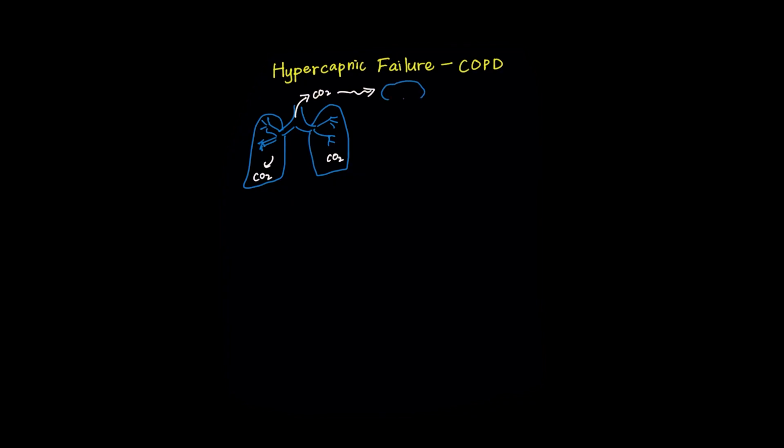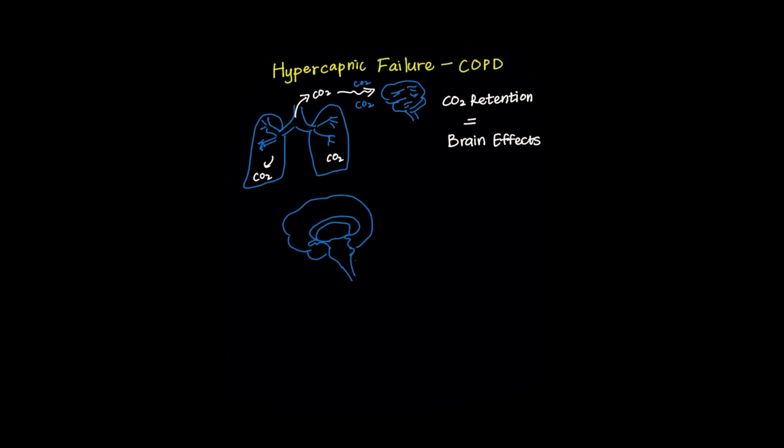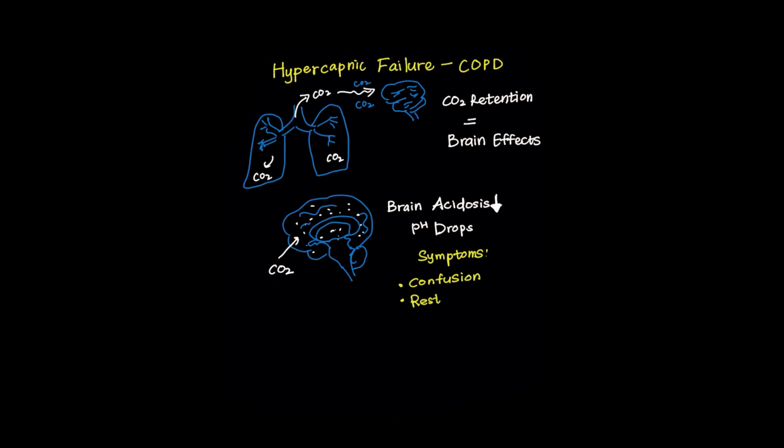Mental status changes are the red flag for hypercapnic respiratory failure in COPD. When COPD patients retain too much CO2, it doesn't just affect breathing, it affects the brain. Carbon dioxide crosses the blood-brain barrier and forms carbonic acid in the cerebrospinal fluid, essentially making the brain acidotic. This causes confusion, restlessness, decreased consciousness, and eventually CO2 narcosis where patients become unresponsive.